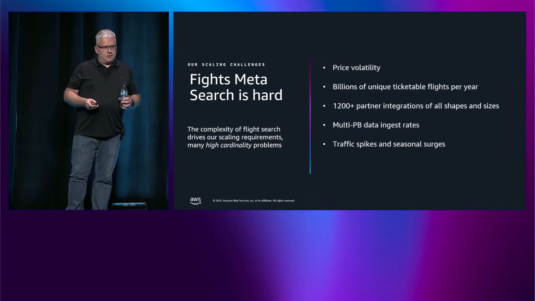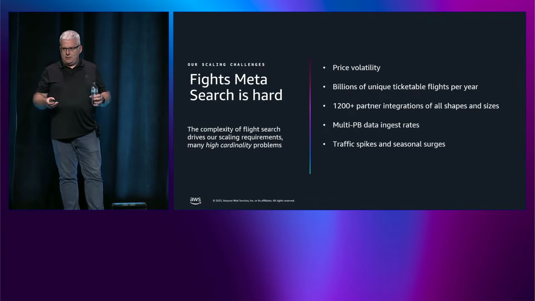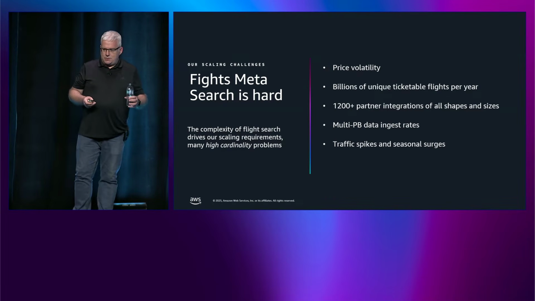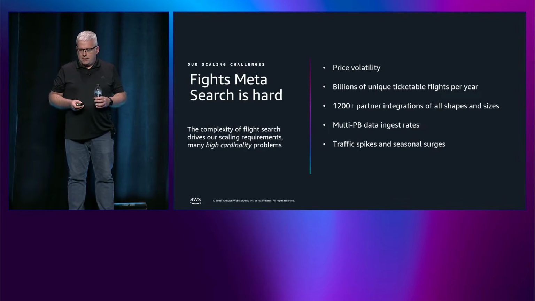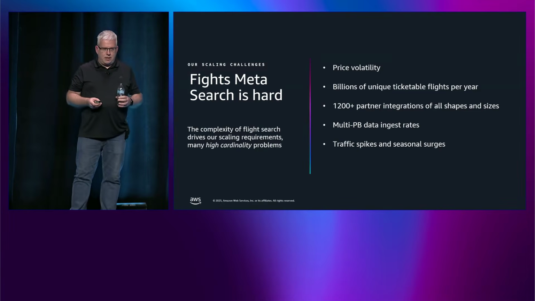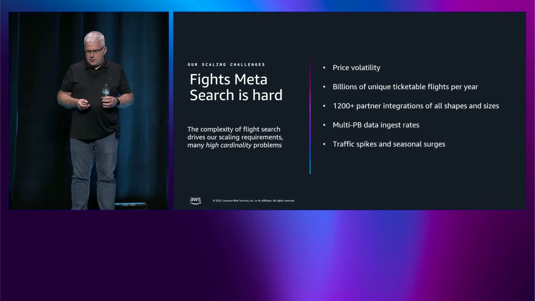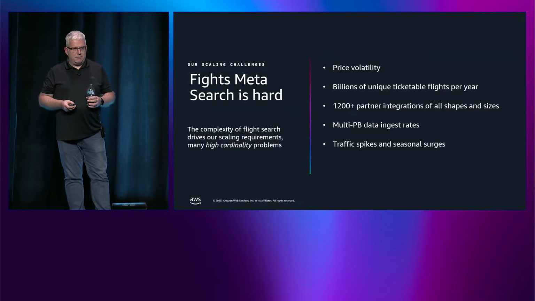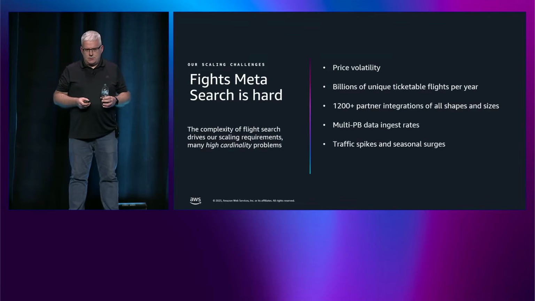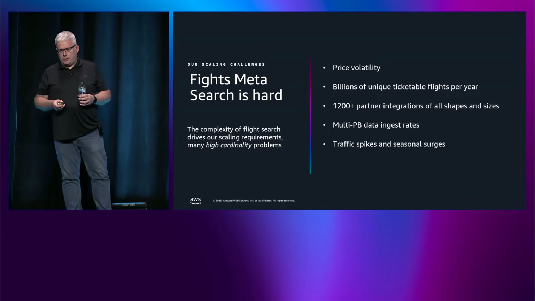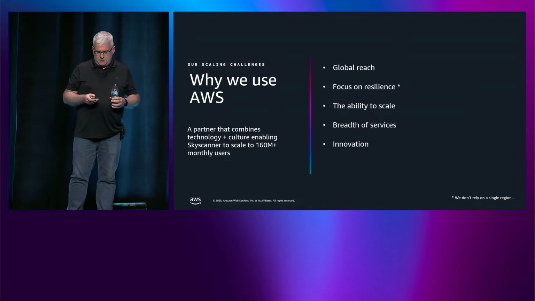Flights metasearch is what drives the scale that we operate at. It looks easy from a UX perspective, so what's difficult about that? But there are some real high cardinality problems in this. We have billions of unique ticketable flights per year. We have a huge number of partners to integrate. We have multi-petabyte data ingest coming in from these partners. And we see big traffic spikes, both from seasonality and from marketing campaigns and other events. So our architecture has to cope with volume, volatility and variability all at the same time.